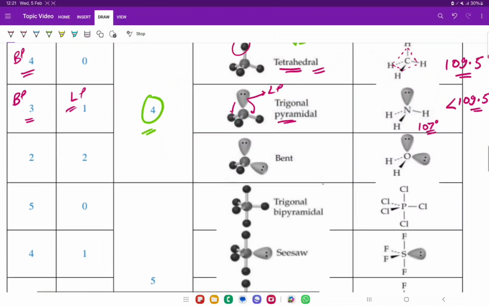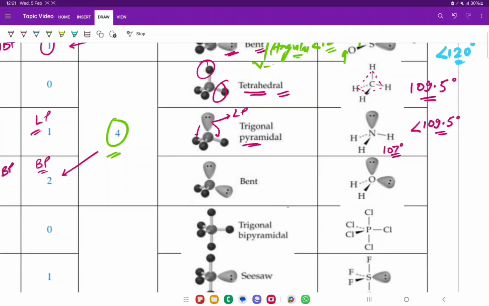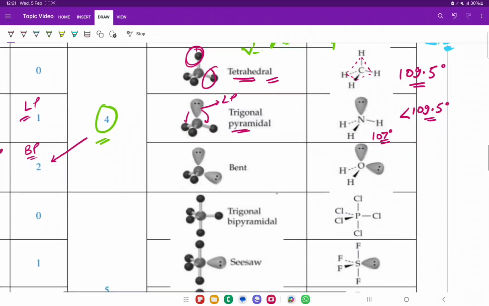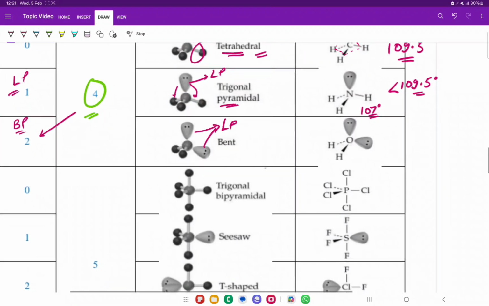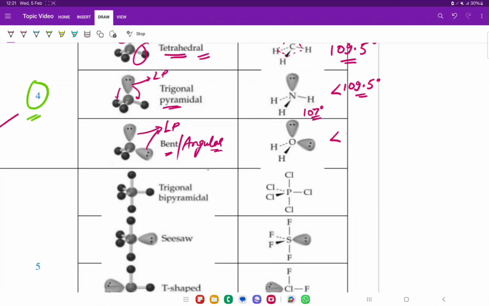Now the next condition for the four electron clouds will be 2 plus 2. Two bond pairs and two lone pairs can be the next condition when there are four electron clouds. Now these two electron clouds will convert into lone pairs, so these two are my lone pairs, and these are bond pairs. The lone pairs repel the bond pairs more, they will come closer, and the shape changes to bent or angular shape. We call it bent or angular, and the bond angles again will be less than 109.5.